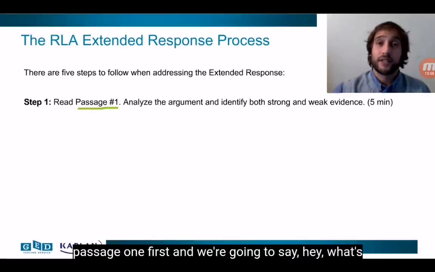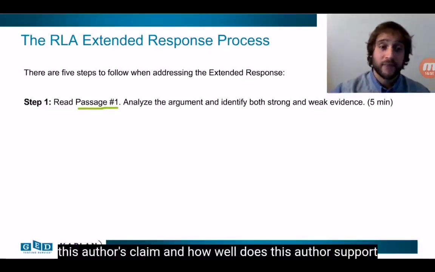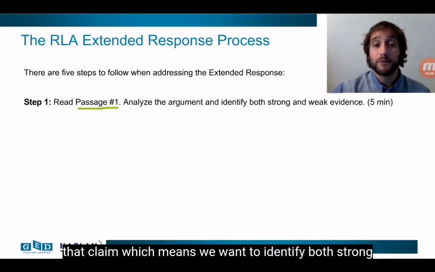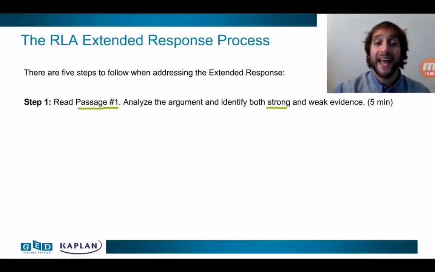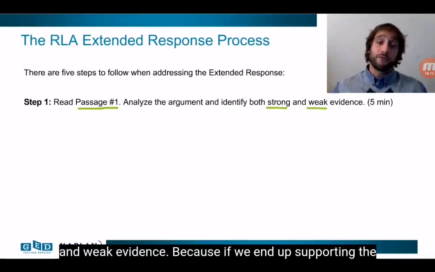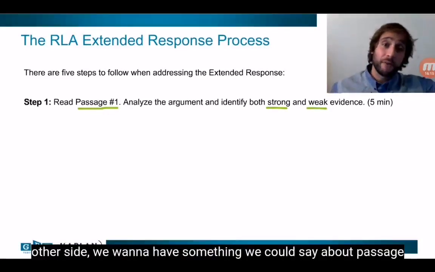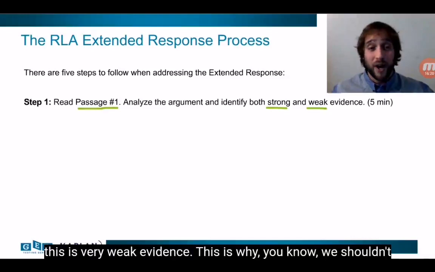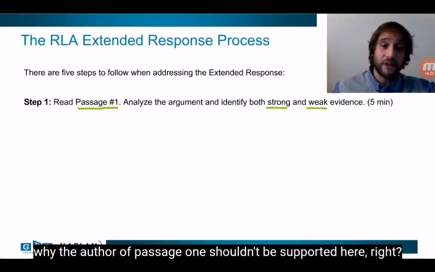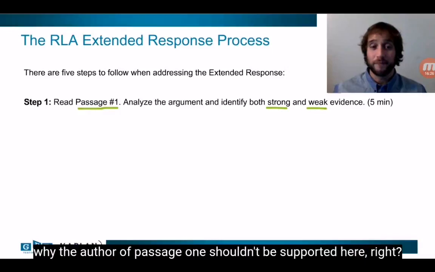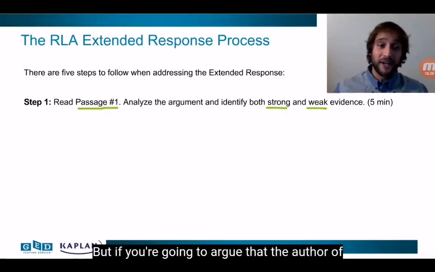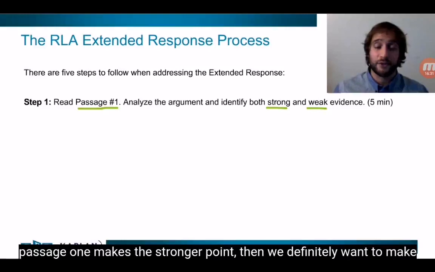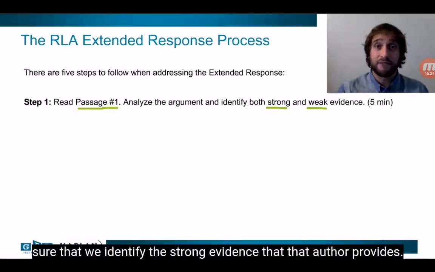So step 1, we are going to make sure that we analyze passage 1 first. We are going to say, what's this author's claim? And how well does this author support that claim? Which means we want to identify both strong and weak evidence. Because if we end up supporting the other side, we want to have something we can say about passage 1, like, this is very weak evidence, and this is why the author of passage 1 shouldn't be supported here. But if you're going to argue that the author of passage 1 makes the stronger point, then we definitely want to identify the strong evidence that that author provides.